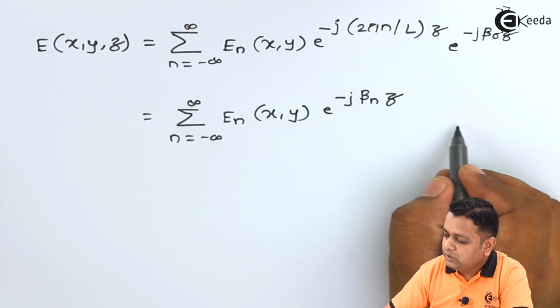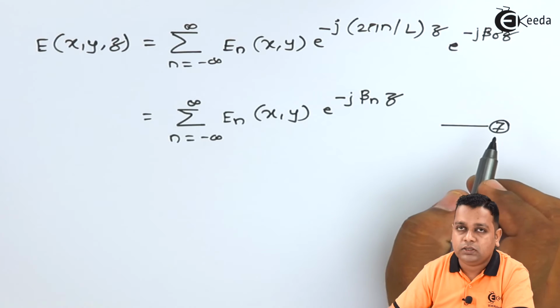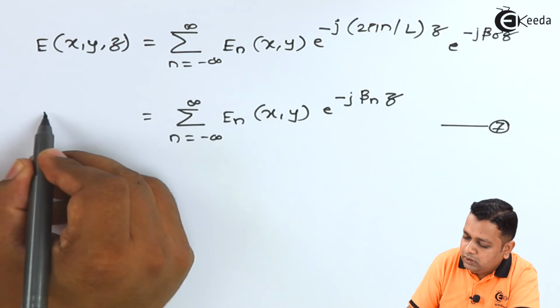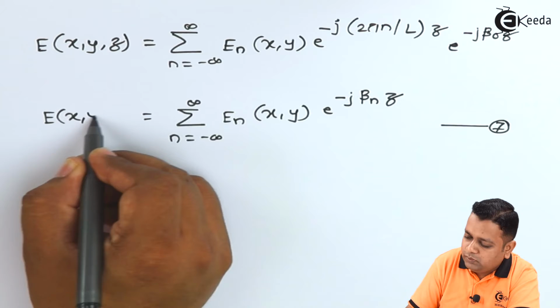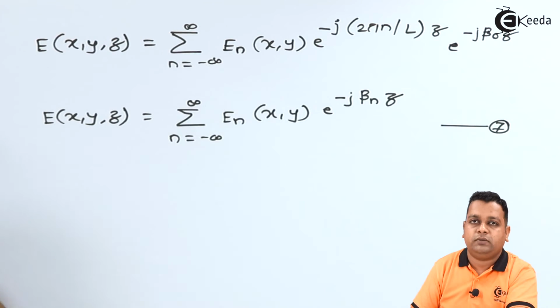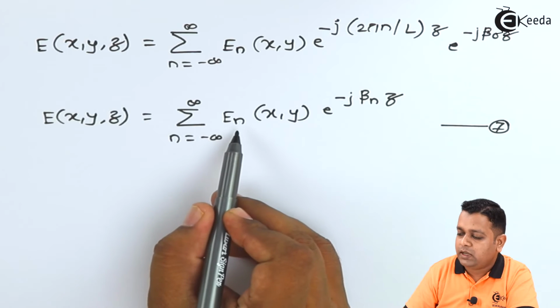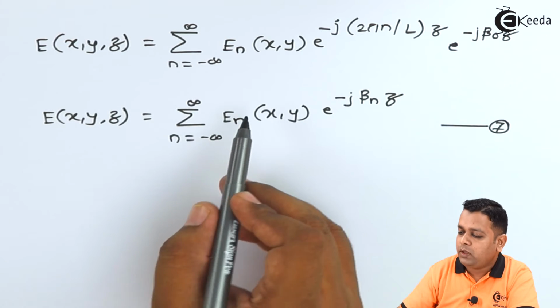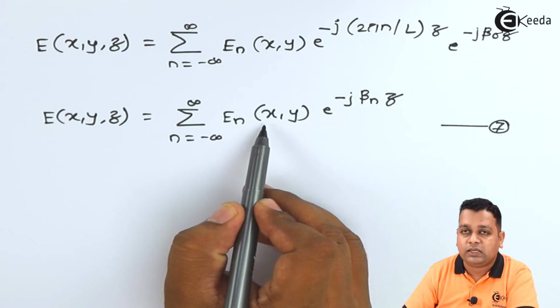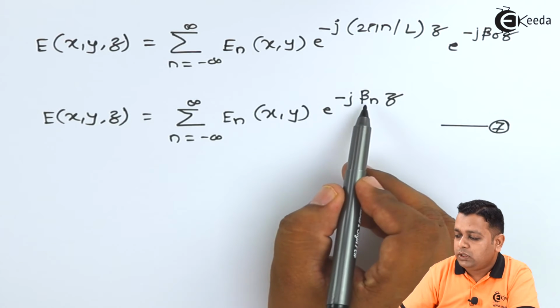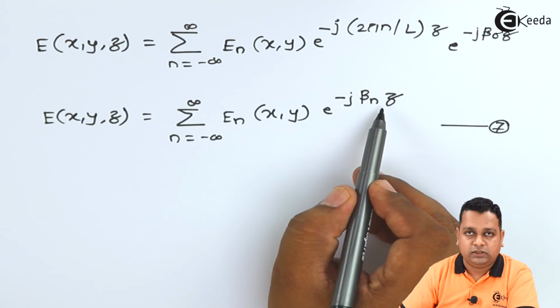So let us say this is the next equation, equation number 7, and this will be the left hand side, E as a function of x, y, z. In this equation on the right hand side, there is n as a suffix, to represent E_n as a function of x, y and to represent beta suffix n.